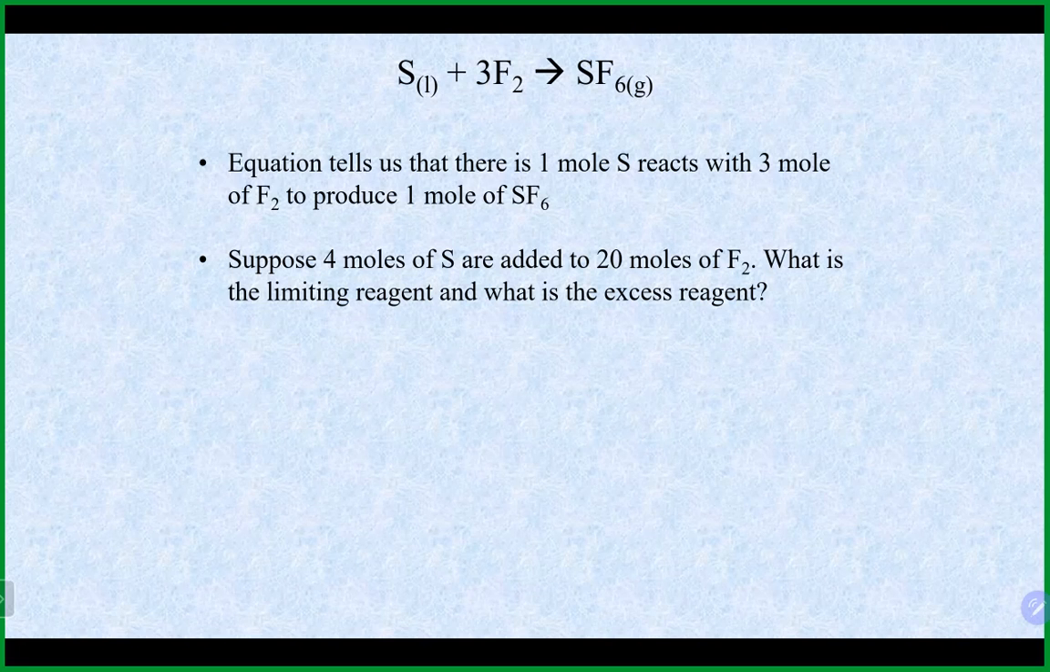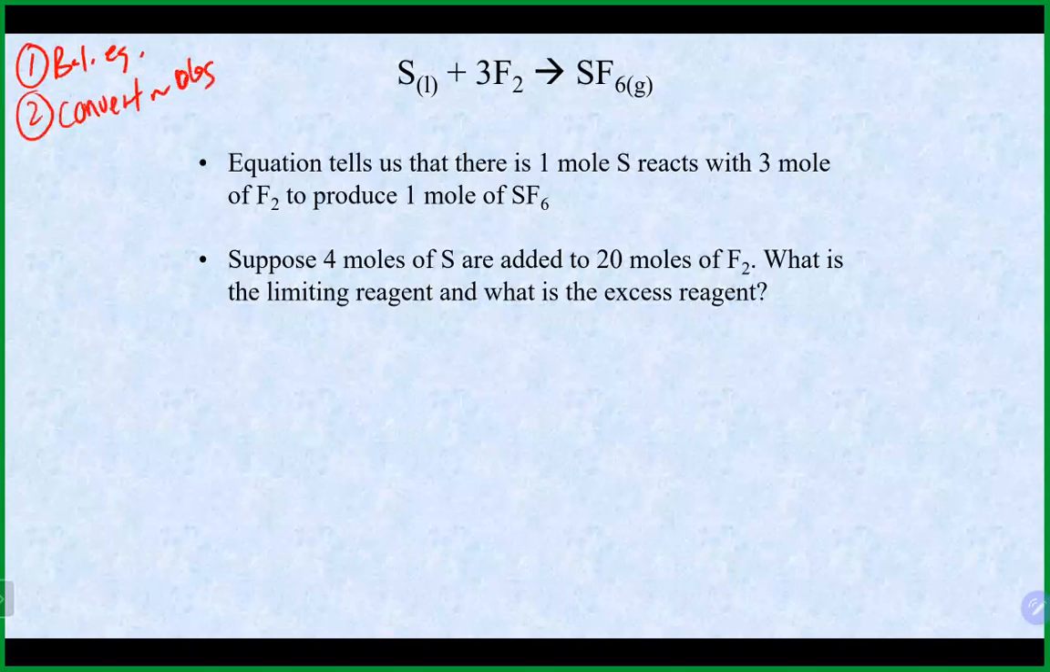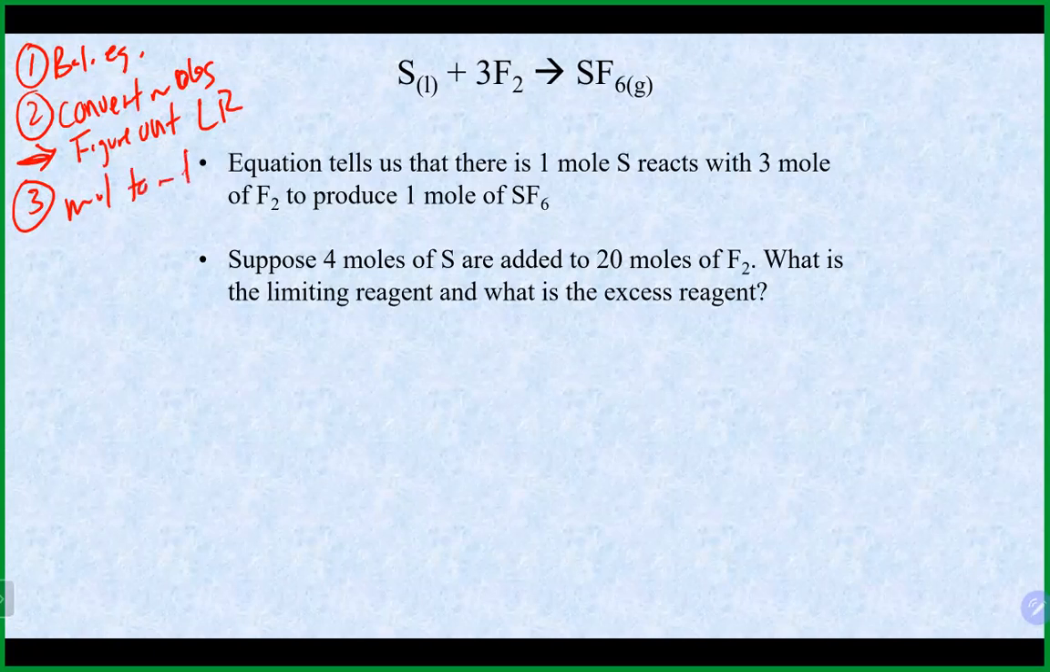So the first thing is we would still follow those same 4 steps. You would balance the equation. You would convert to moles. And then really kind of right here, you need to figure out which one is your limiting reagent. And then you really could pick up like normal, use your mole to mole relationship and convert your moles to some other unit.